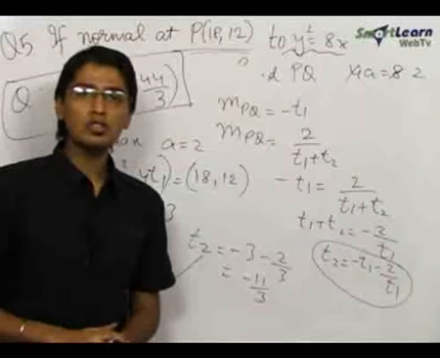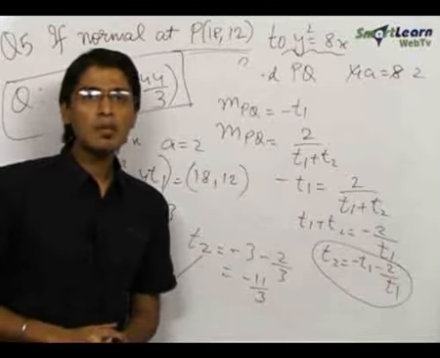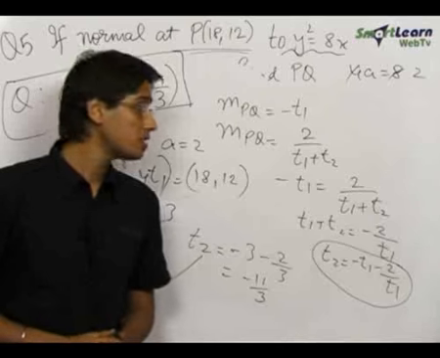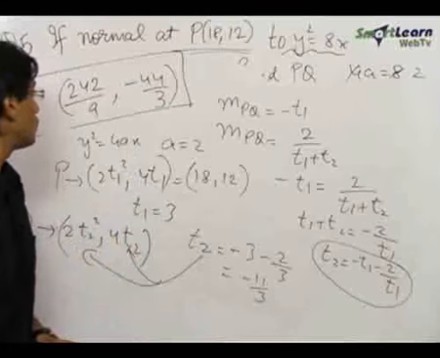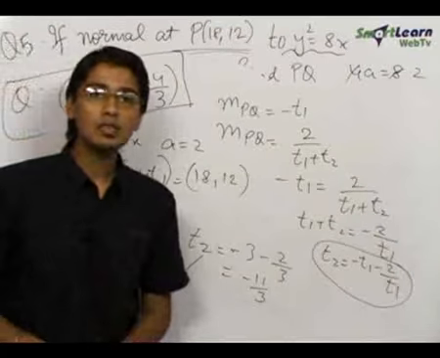These are two different methods for solving this problem. Any method can be beneficial for you according to your convenience. The final answer is (242 by 9, minus 44 by 3).